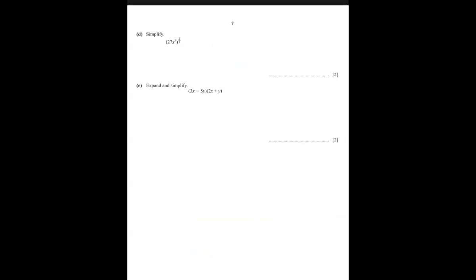Okay, indices. Simplify 27 x to the power of 9, whole thing to the power of 2/3. I have 2 terms here, so I'm going to apply power 2/3 to both. What does power 2/3 mean? I write this out in 2 fractions first.